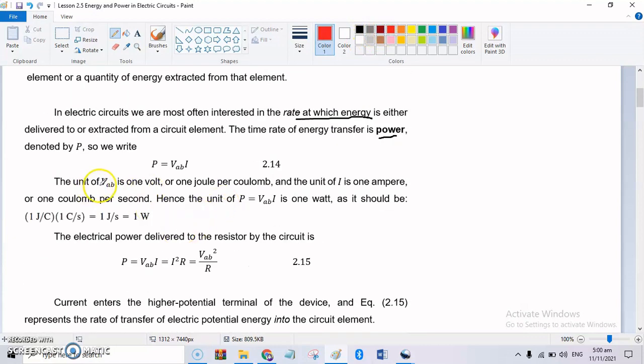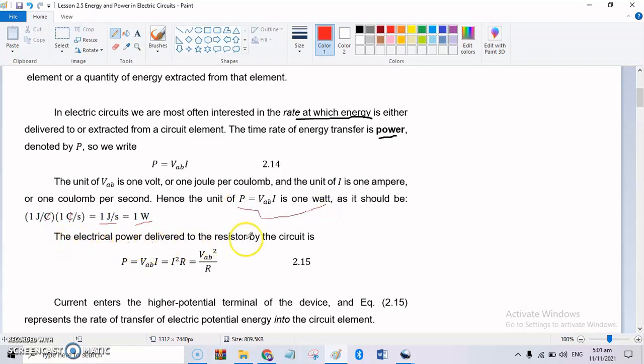So the unit of VAB is 1 volt or 1 joule per coulomb, and the unit of I is 1 ampere or 1 coulomb per second. Hence, the unit of power is equal to 1 watt, as it should be. So, for a voltage VAB of 1 joule per coulomb, and the current in coulomb per second, the coulomb cancels. What remains is joule per second, and 1 joule per second is equivalent to 1 watt. This is why power is in watts.